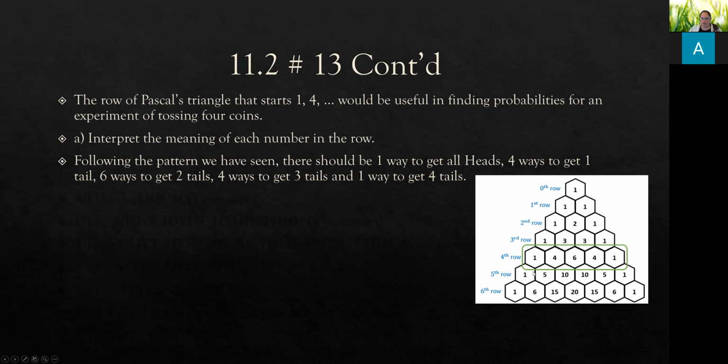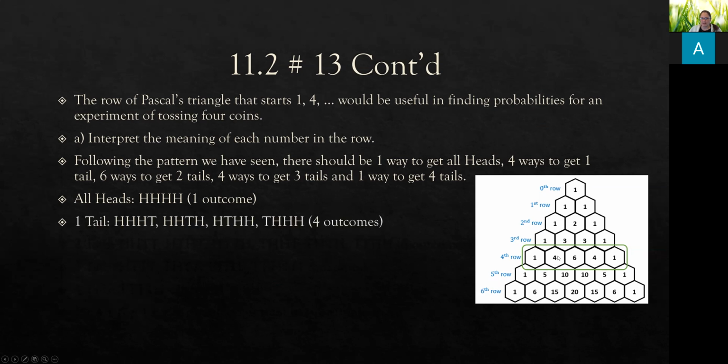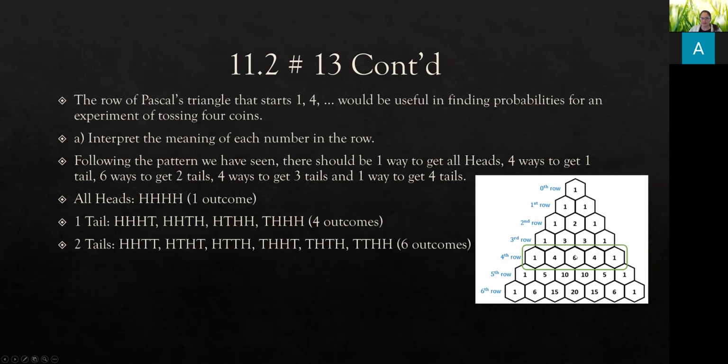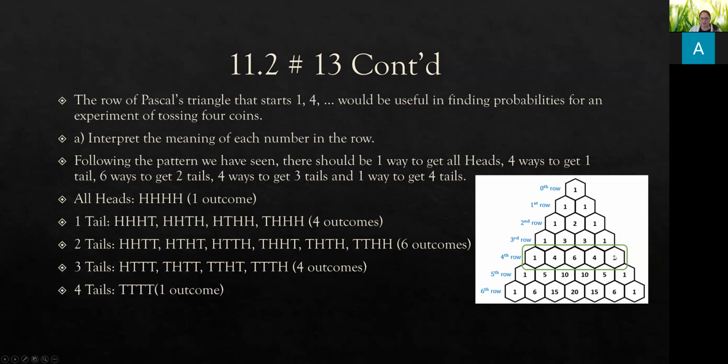So there should be 1 way to get all heads, 4 ways to get 1 tail, 6 ways to get 2 tails, 4 ways to get 3 tails, and 1 way to get 4 tails. And there is indeed 1 way to get all heads, 4 different ways to get 1 tail, 6 different ways to get 2 tails, 4 different ways to get 3 tails, and 1 way to get 4 tails.